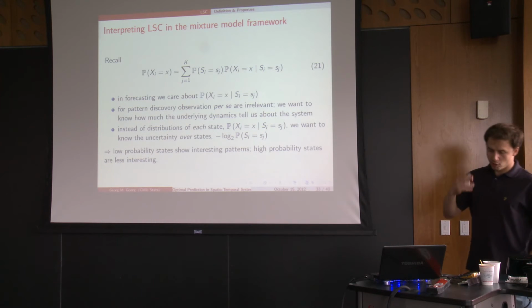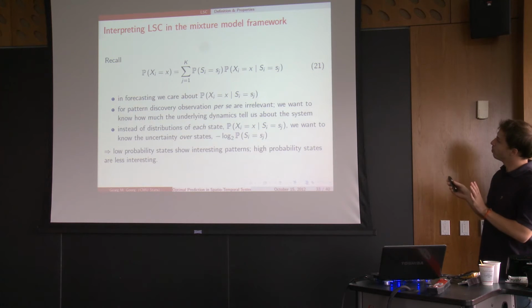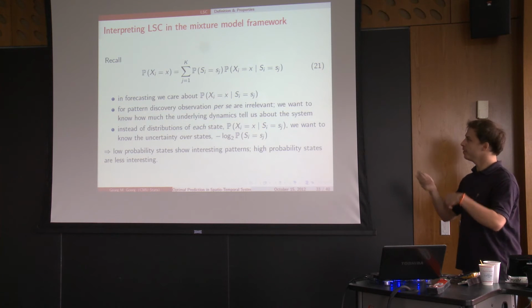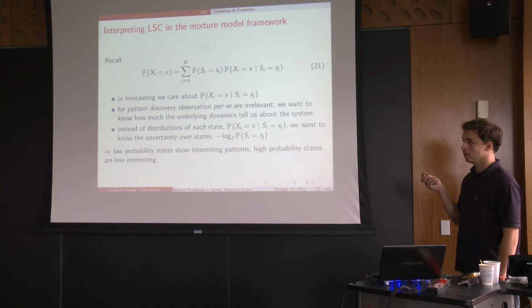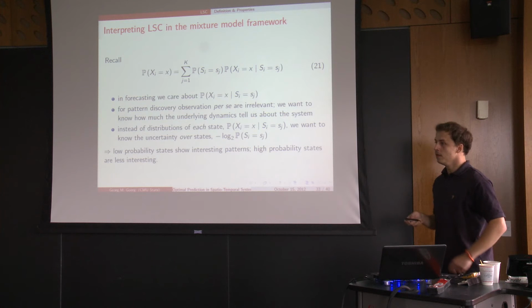Now, if we go back to the mixture model interpretation, I think there's a nice property now that we can think of, or an explanation of what this complexity is measuring. I can write the probability distribution of x as integrating out the state. And in forecasting, all we care about is the conditional distribution of the observations given the state. And once we know the state, I don't care anymore what the distribution is, I just want to predict.